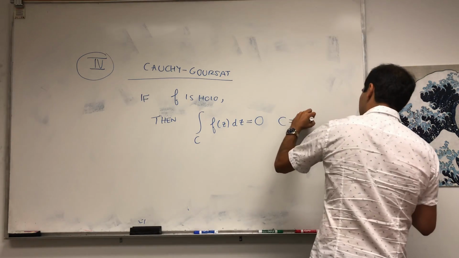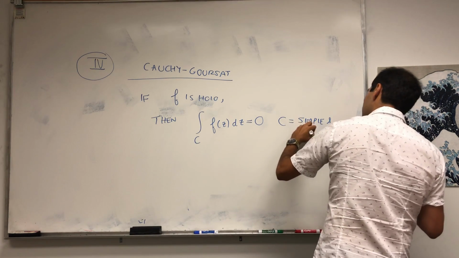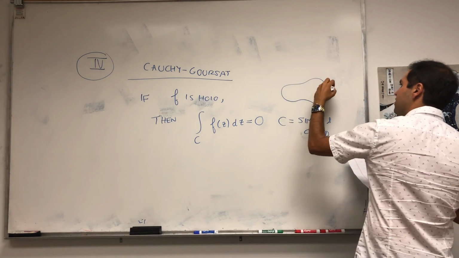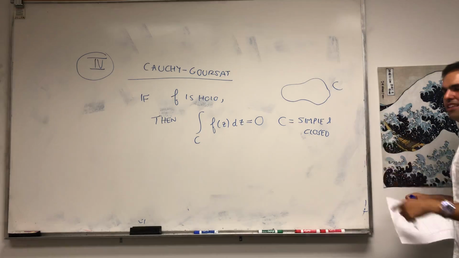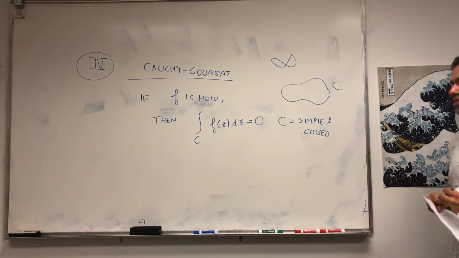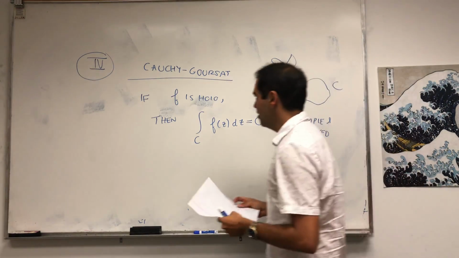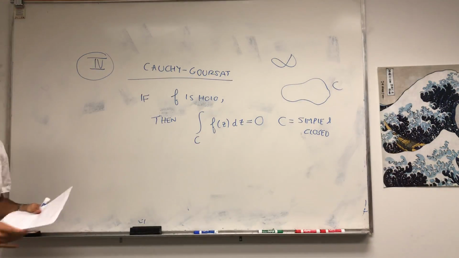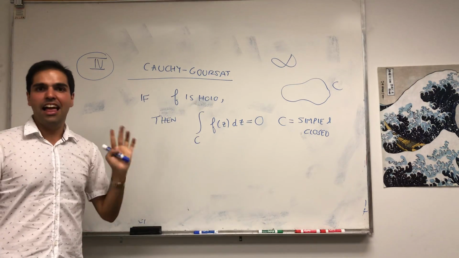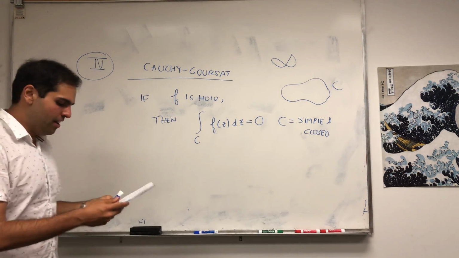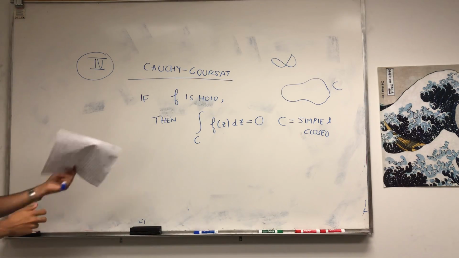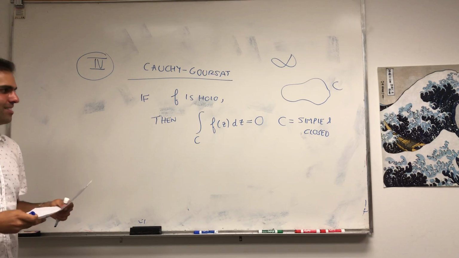And simple closed just means, again, closed means the start is the end. Simple means no self-intersection. Like, this is not simple closed because it intersects here. So again, this is nice because if the line integral is not 0, then f has some singularity somewhere. And that's one way. It's the first very important result in complex analysis.